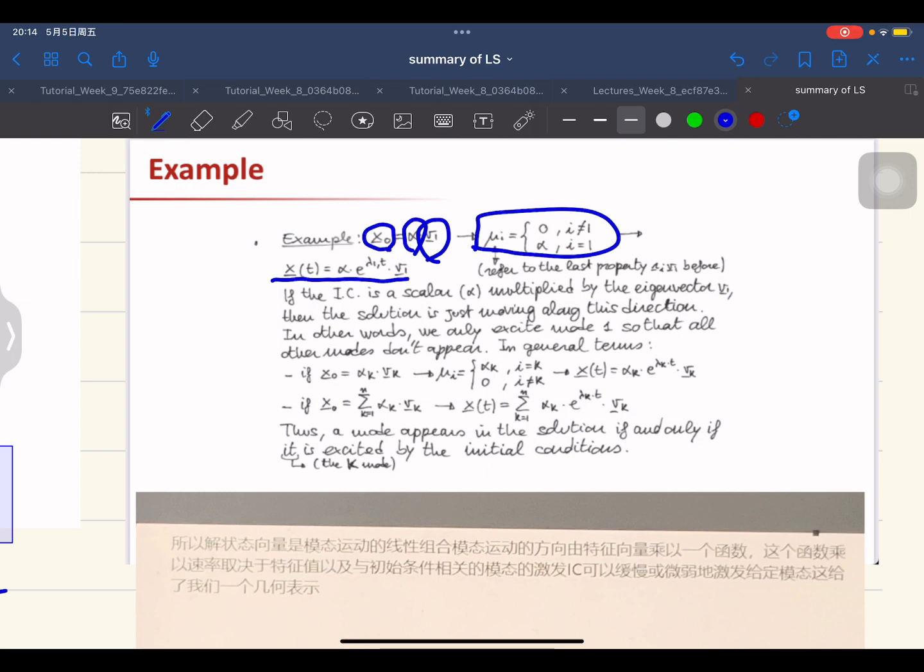In general terms, if S0 equals alpha_k times v_k, then u_i will equal alpha_k, 0. S(t) will equal alpha_k times e to the lambda_k t times v_k. If S0 becomes the sum of those, then the solution will become the sum of them too. Thus, a mode appears in the solution if and only if it is excited by the initial condition.